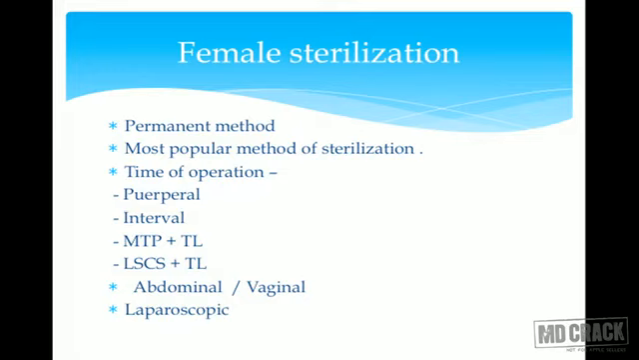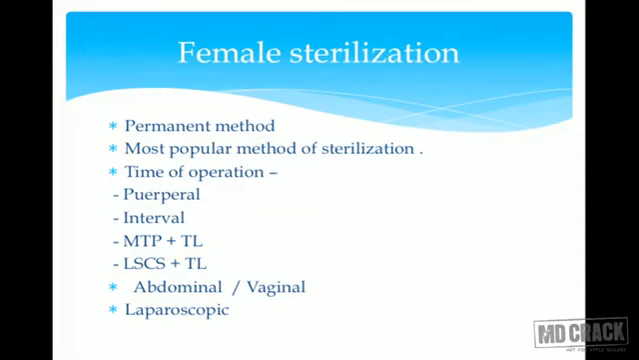It can be done as an interval sterilization, that means post-menstrually, when she is not pregnant. It can be done along with MTP, that is abortion, followed by the sterilization procedure immediately. It can be done along with cesarean sections. So these are the 4 times when we go for the female sterilization method.